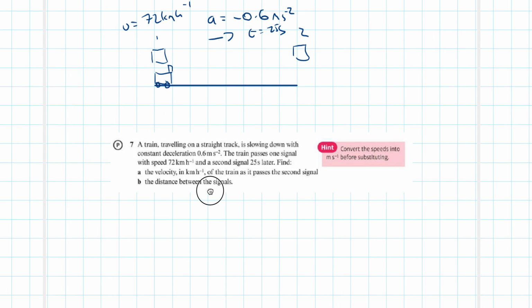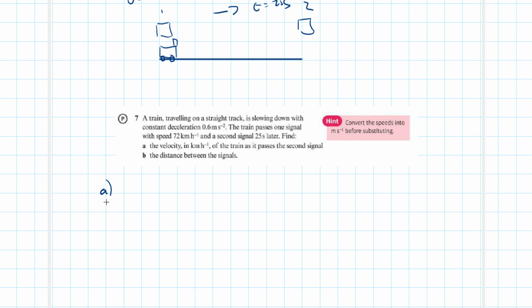So the first thing we do is write out our SUVAT. We don't know S in this question. We know U is equal to 72 kilometers per hour. We want to know our final speed V. We know it's a constant deceleration of 0.6 meters per second squared, and time is equal to 25 seconds. Notice, as given in the hint, that we need to convert to meters per second, so you should always convert any units into meters per second.